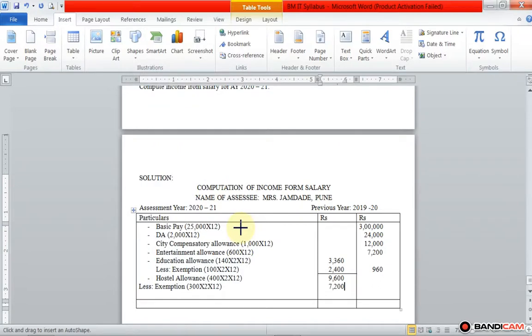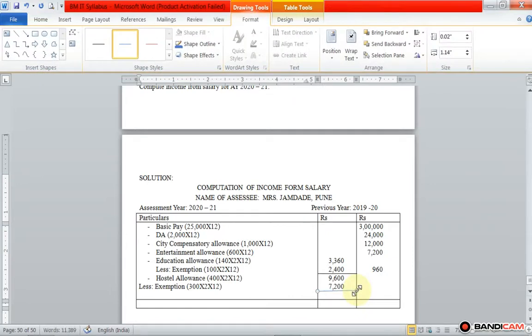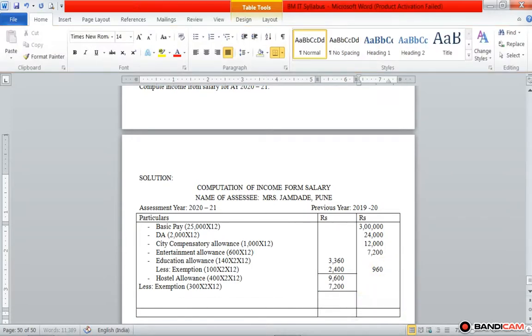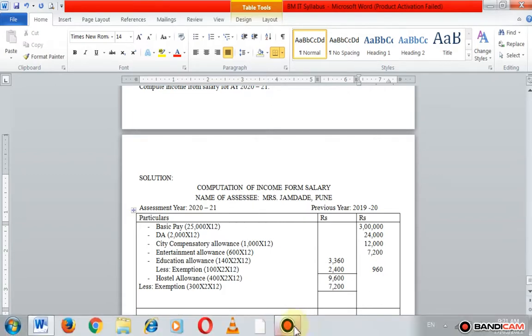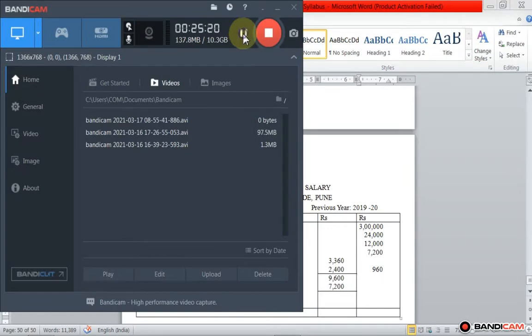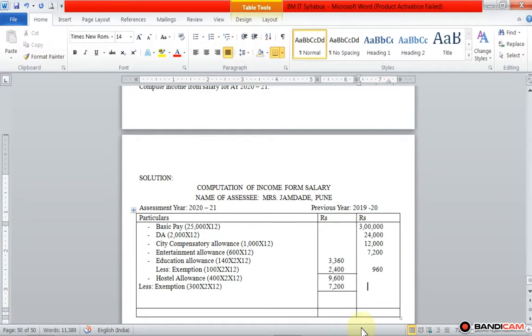So reduce the 7,200 from 9,600, we get the taxable hostel allowance. Okay, so the taxable hostel allowance is rupees 2,400.